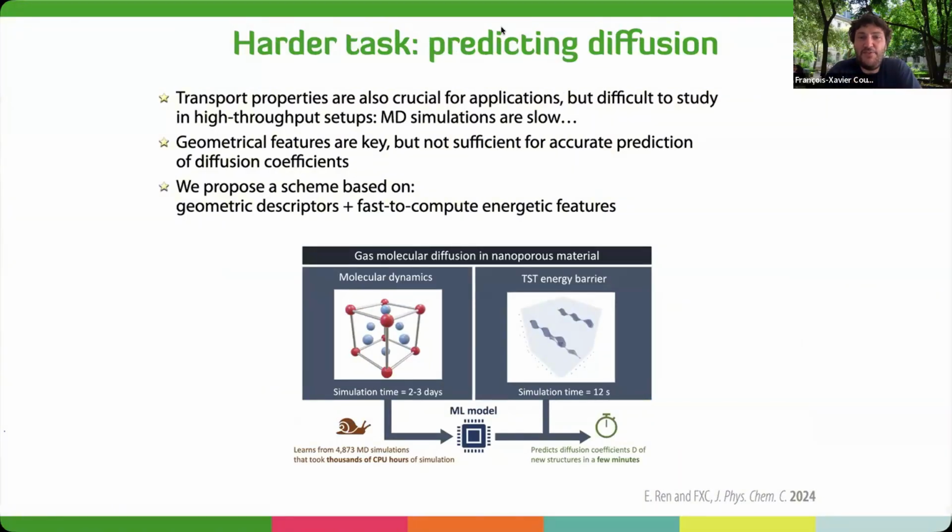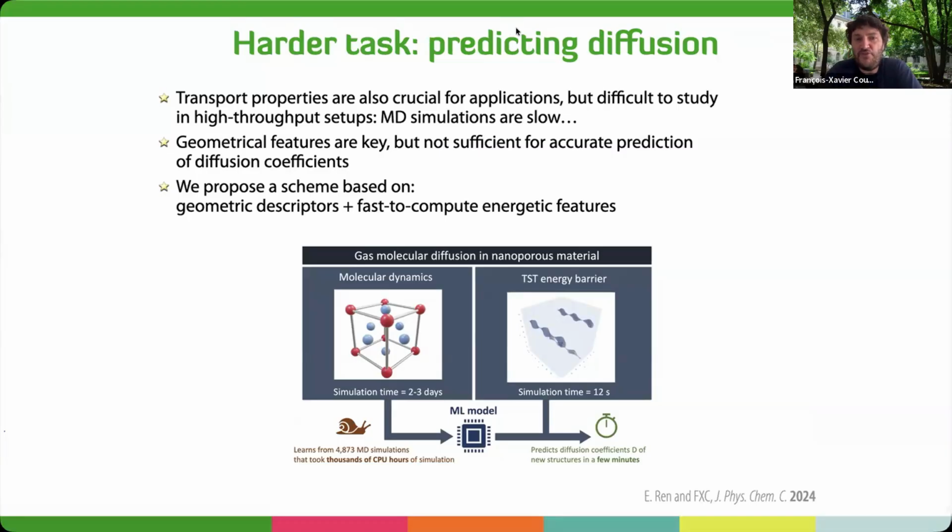So we really need to speed up the prediction of transport properties. And we've been trying to do things like correlations between transport properties and geometrical characteristics, things like that. And there is some level of correlation, of course. The bigger the pores, the faster the diffusion, etc.